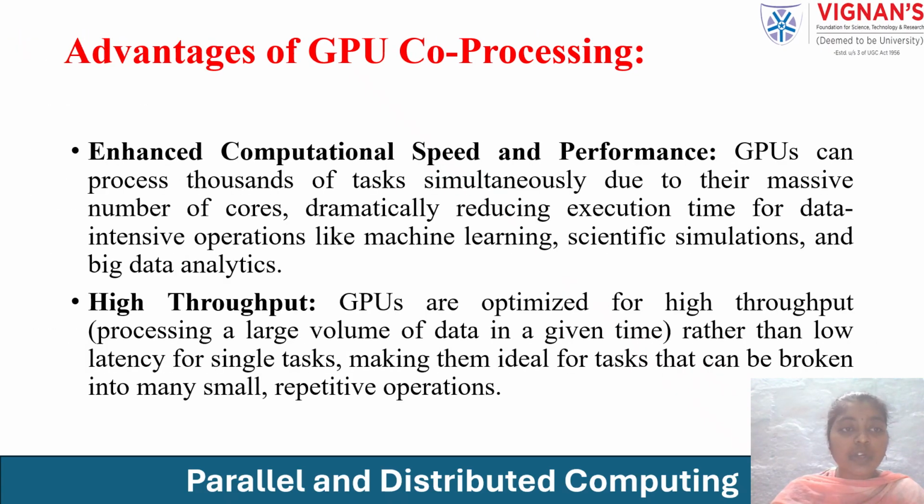Advantages of GPU coprocessing. Enhancing computational speed and performance. GPUs can process thousands of tasks simultaneously due to their massive number of cores, dramatically reducing execution time for data intensive operations like machine learning, scientific simulations, and big data analytics. High throughput. GPUs are optimized for high throughput, processing a large volume of data in a given time rather than low latency for a single task, making them ideal for tasks that can be broken into many small repetitive operations.